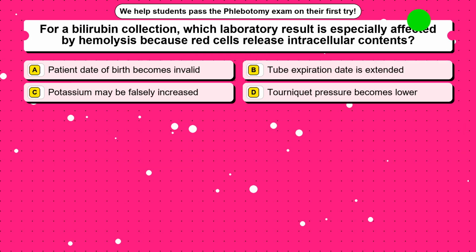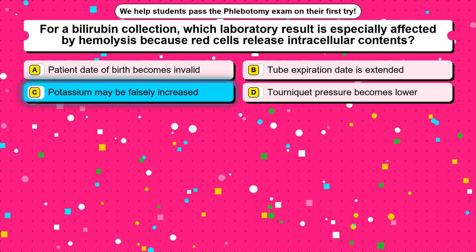Question 58. For a bilirubin collection, which laboratory result is especially affected by hemolysis because red cells release intracellular contents? Option A: patient date of birth becomes invalid. Option B: tube expiration date is extended. Option C: potassium may be falsely increased. Option D: tourniquet pressure becomes lower.